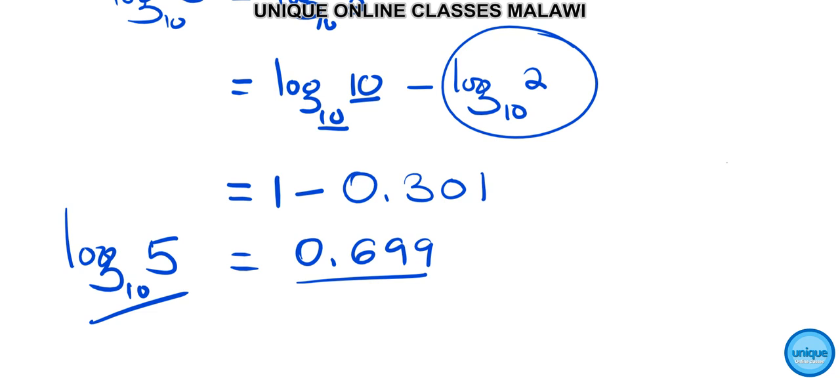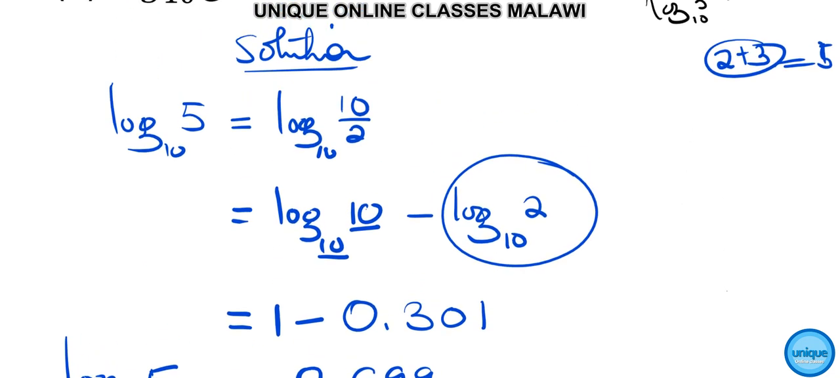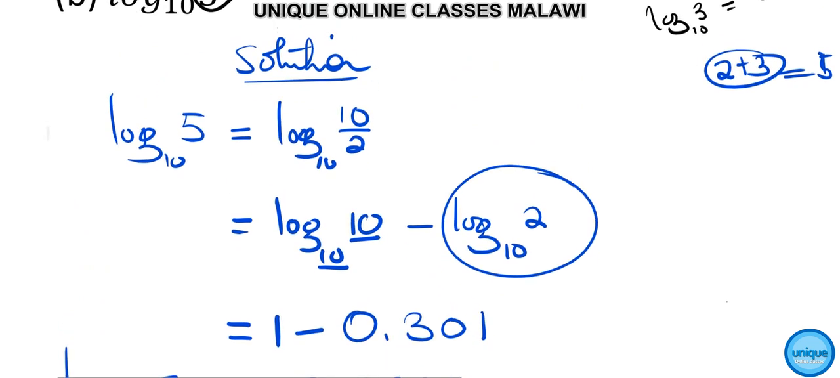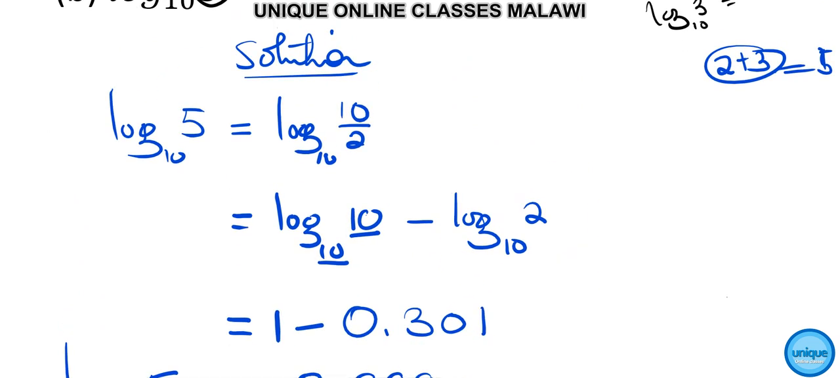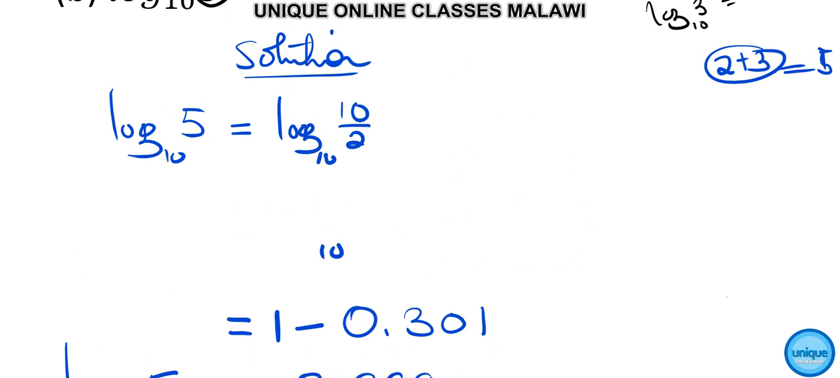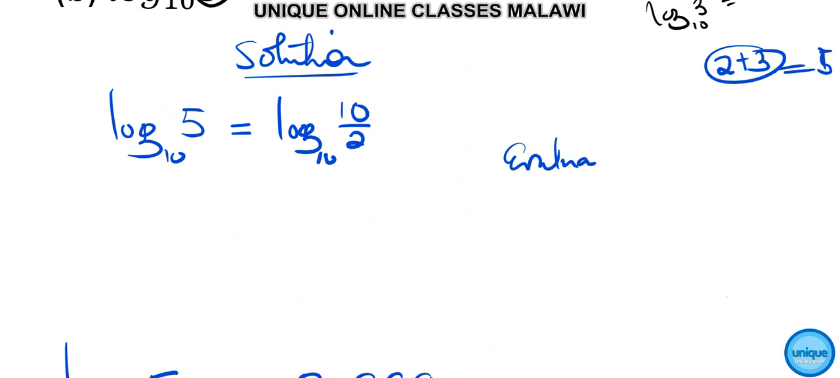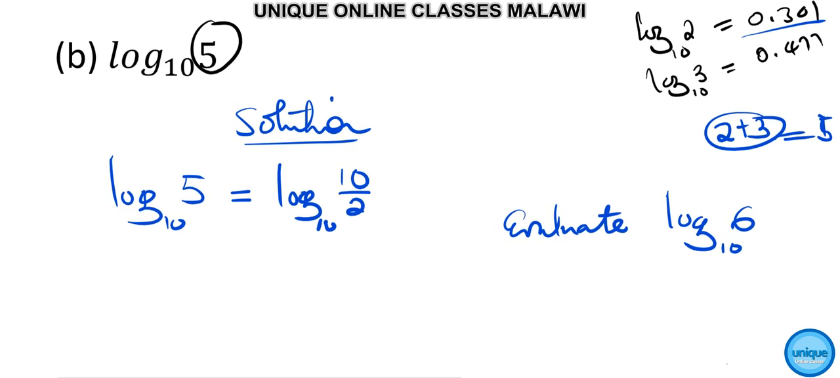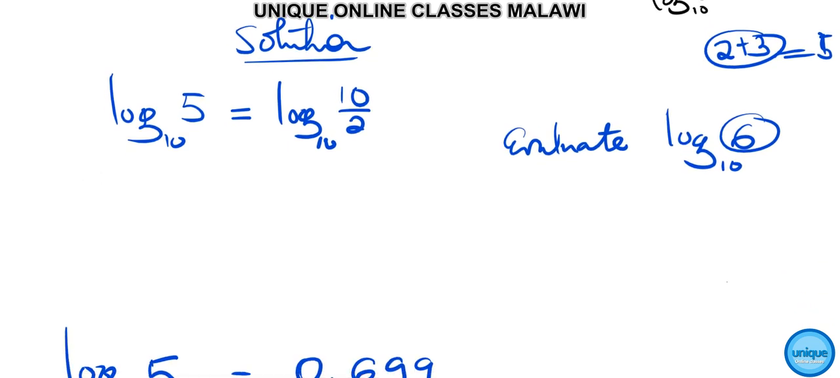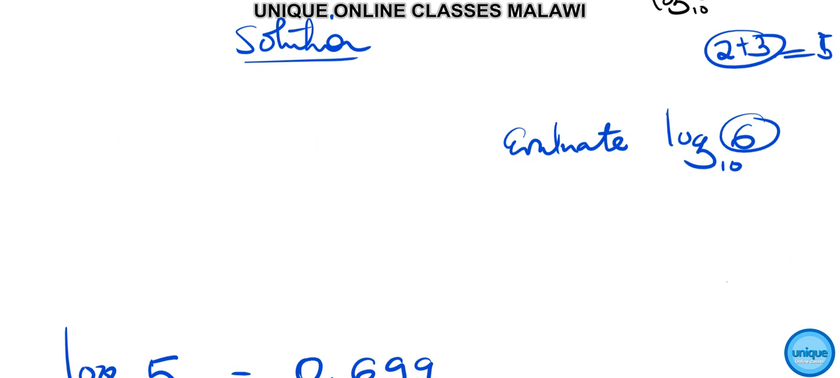My guys, you may wonder why we do this. We always reverse these things. If we were asked to evaluate log 6 base 10, we would look for the relationship of these numbers 2 and 3 that gives 6. So let me create the space.